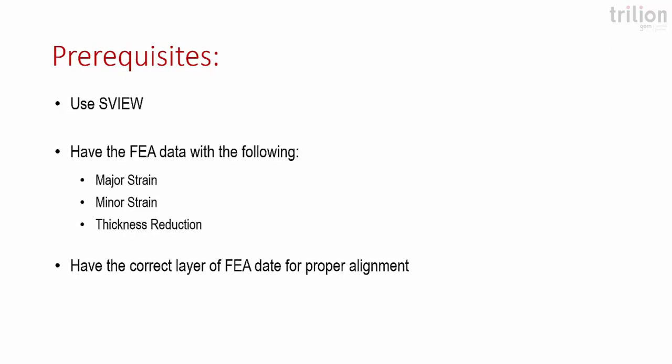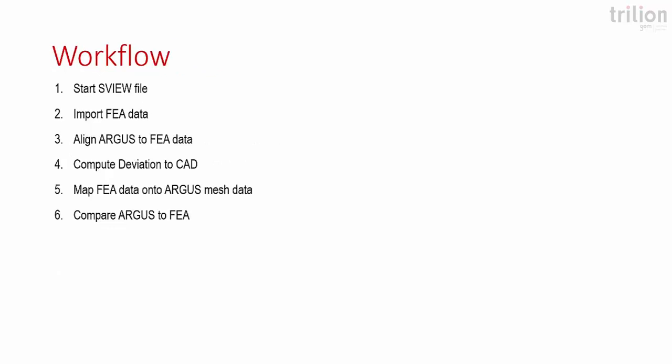Some of the prerequisites that you want to be sure to be aware of is that we're going to be using SVIEW. You want to have the correct FEA data with the following: the major strain, the minor strain, and the thickness reduction. And then you also want to have the correct layer of the FEA data for the proper alignment, which means if you're doing the outer layer or shedding water, or if you're going to be doing the inner layer or the lower layer, as the terminology is in FEA groups, for parts that are holding water.